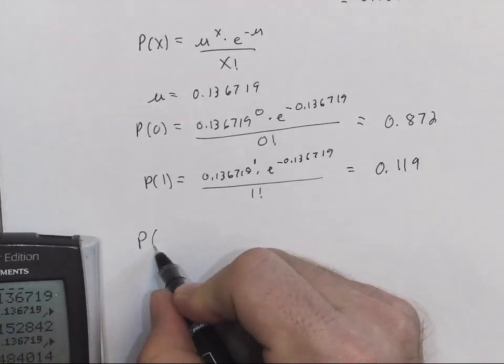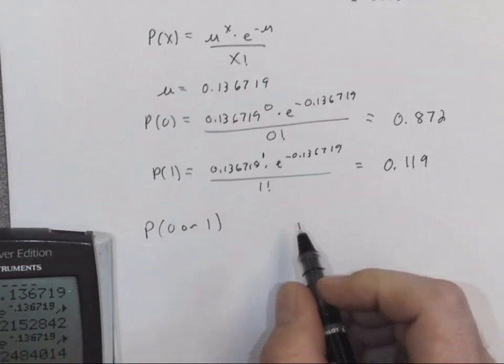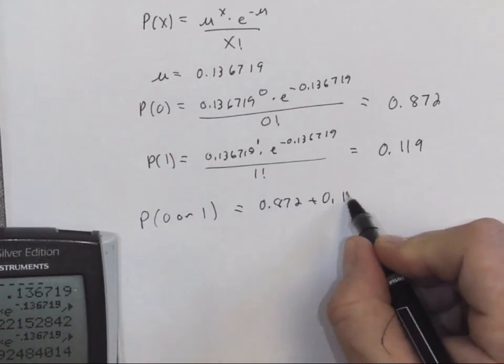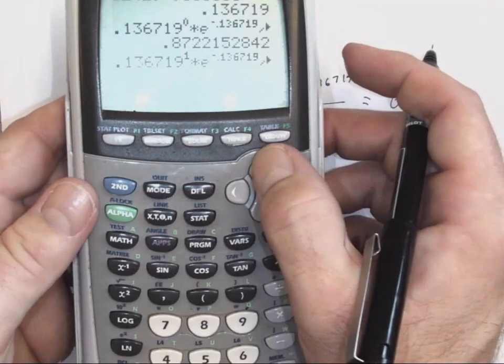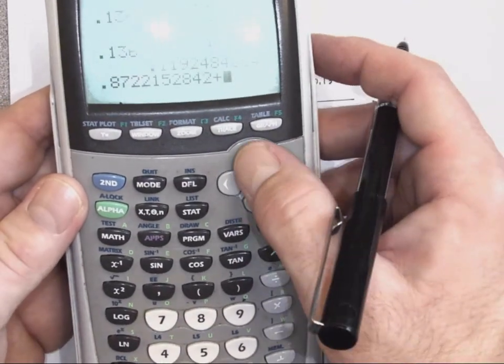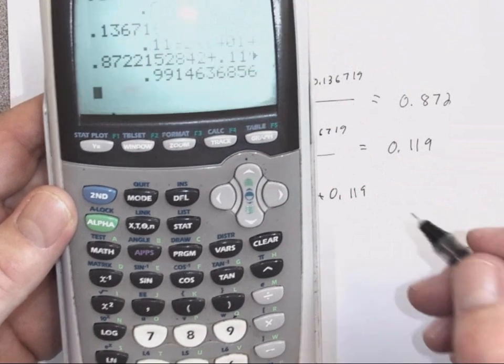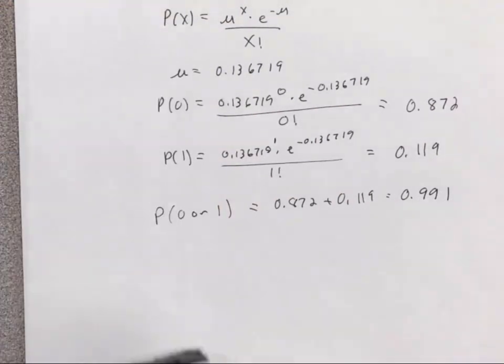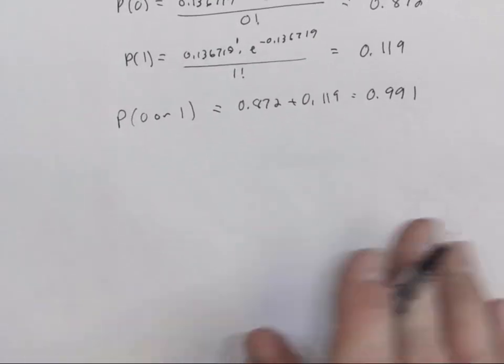So that means P of 0 or 1, where or means addition, so 0.872 plus 0.119. I'm going to add these two numbers, so go up here, this plus this. So what I get is 0.991. All right, we're almost there.